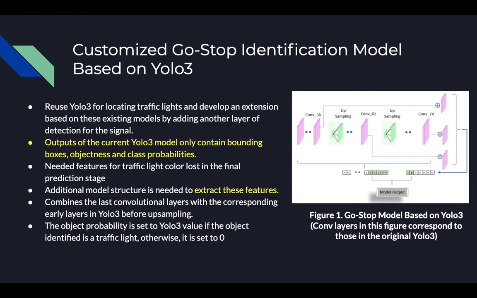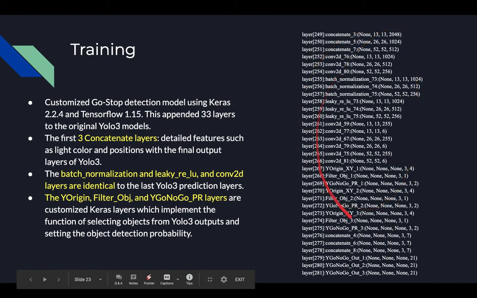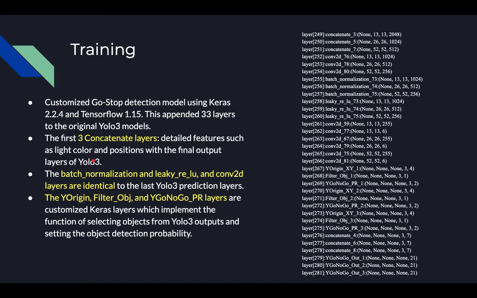So those need to be changed, and we needed to extract the traffic light color itself, which is lost before the final prediction stage. So we take the features before upsampling, and that basically means combining early layers and the final layers in the YOLO 3. And that's what this step does right here. These 33 appended layers at the end are supposed to extract the features that are lost during the computation itself.